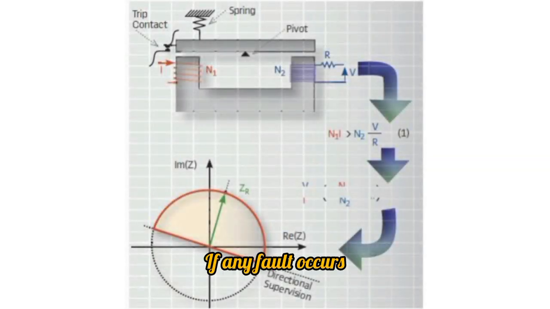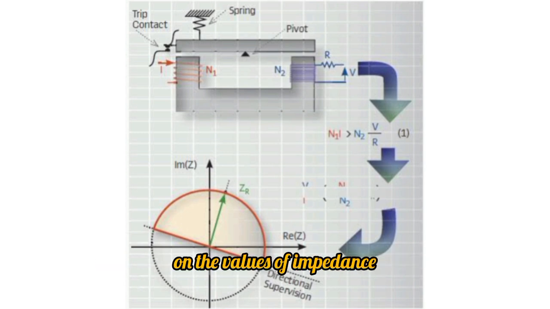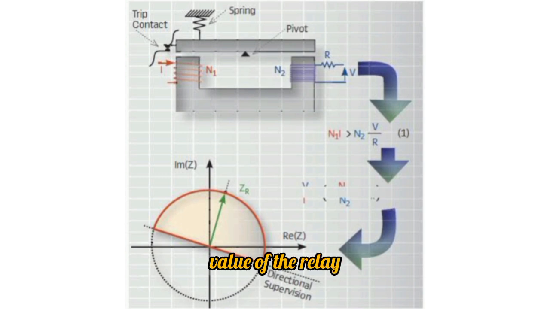If any fault occurs, then the distance relay starts working depending on the values of impedance, admittance, or reactance. Definite distance relays: this type of relay starts working when the value of reactance or admittance is below a predetermined impedance value of the relay. These are impedance, reactance, admittance, or mho type relays.